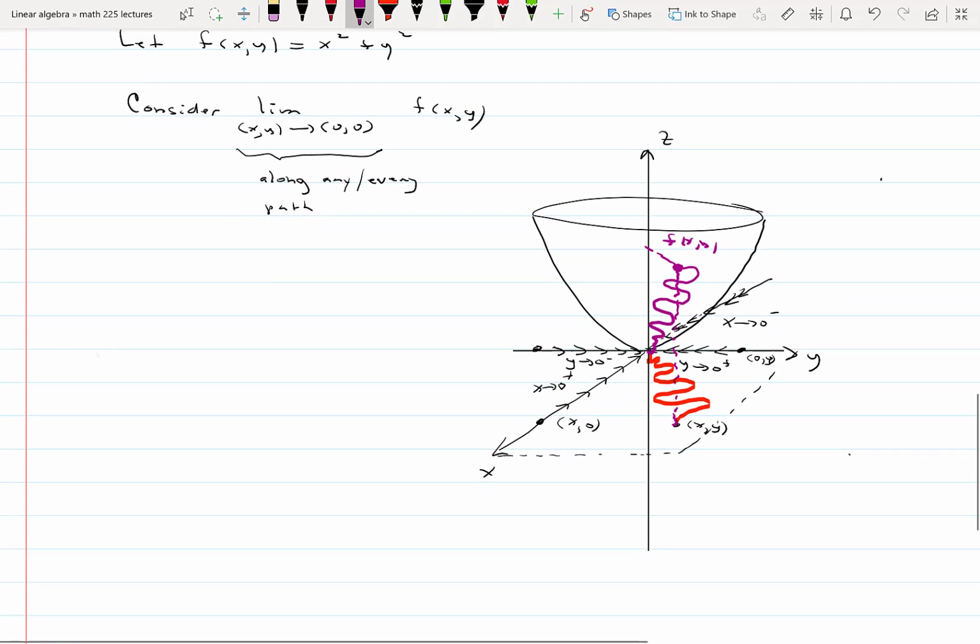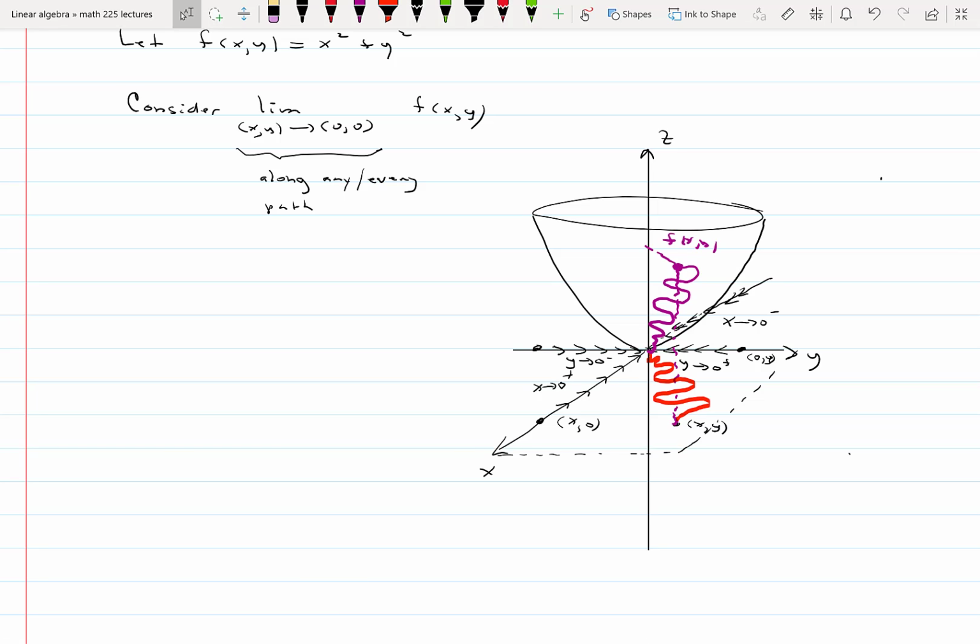For functions of more than one, or let's say two variables, I have to let the point xy approach whatever point we're approaching, the origin in this case, along any arbitrary curve. This is substantially different or more difficult than the function of one variable. For the function of one variable, there's two directions, from the left and from the right. For functions of two variables, there are an infinite number of pathways along which I can approach, in this case, 0.